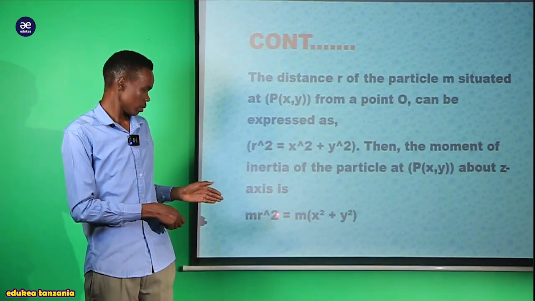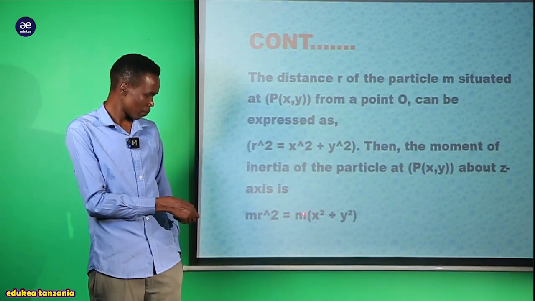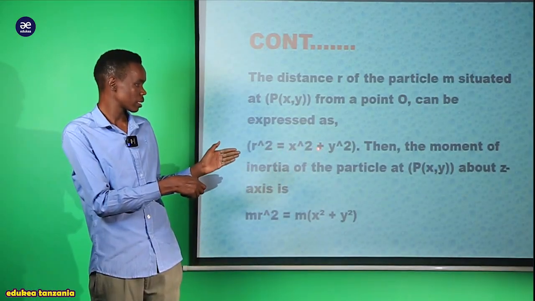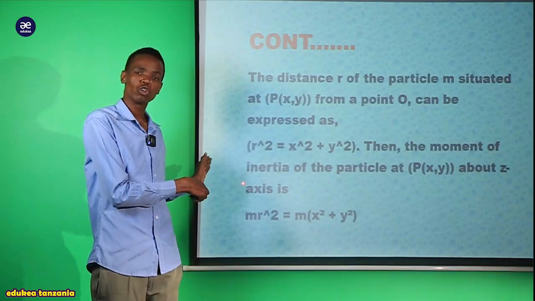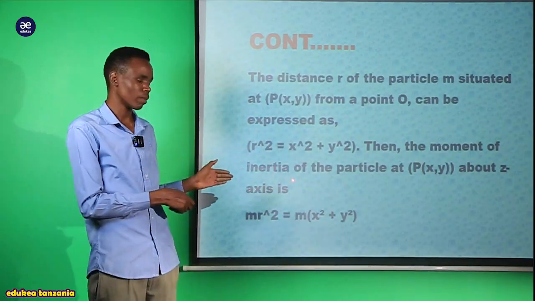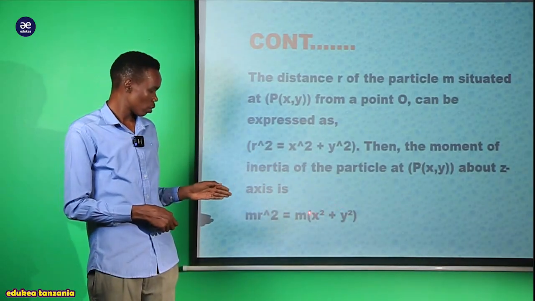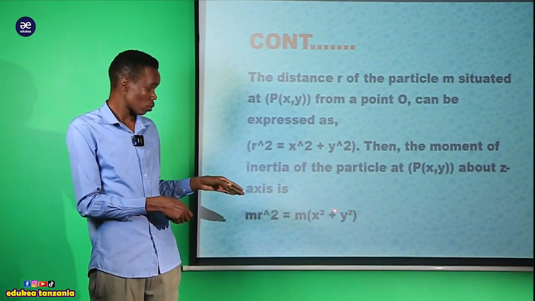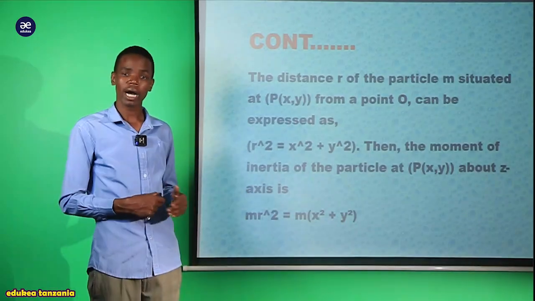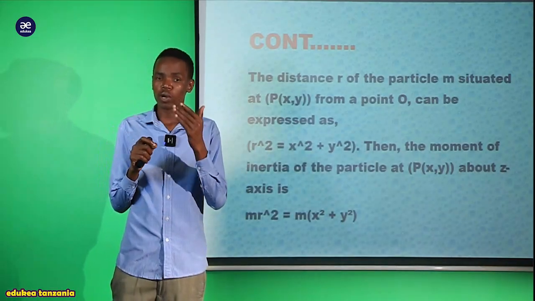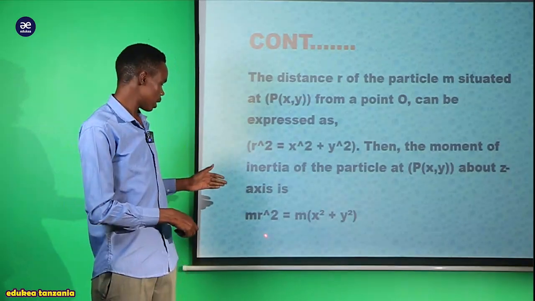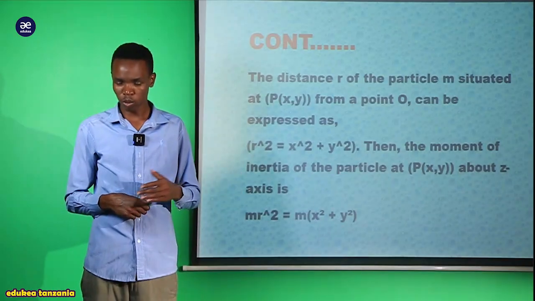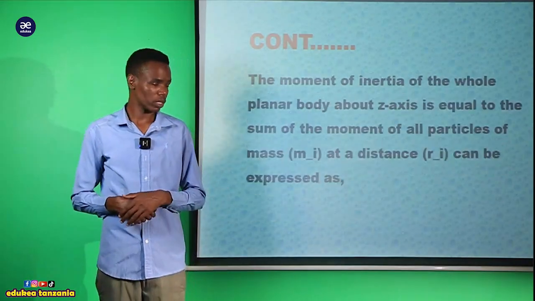As we see here, if we open the bracket, from our r square equal to x square plus y square, we tried to introduce mass throughout. Kwa tumejaribu kuintroduce mass, ndio tukapata mr square is equal to m bracket x square plus y square. Kwa tukijaribu kufungua bracket hapa tutapata kumbe mr square is equal to mx square plus my square. But mr square here represents the distance. That is what we are going to try to demonstrate.